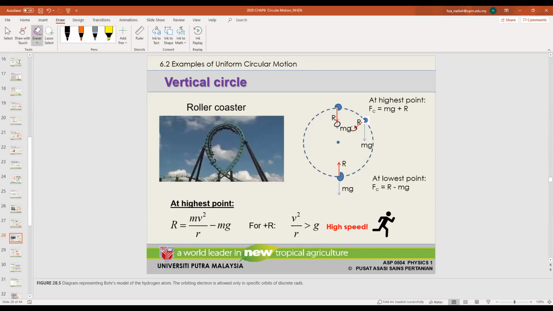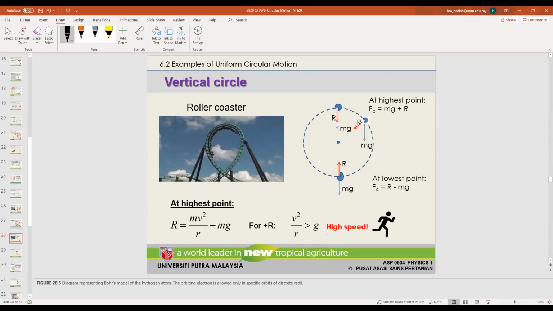Okay. So that is the difference between Ferris wheel and roller coaster. So kena ingat this part kena ingat. Your R is different between a Ferris wheel and a roller coaster. So please baca soalan tu betul-betul. Is it a roller coaster or a Ferris wheel? Don't get confused about the R.